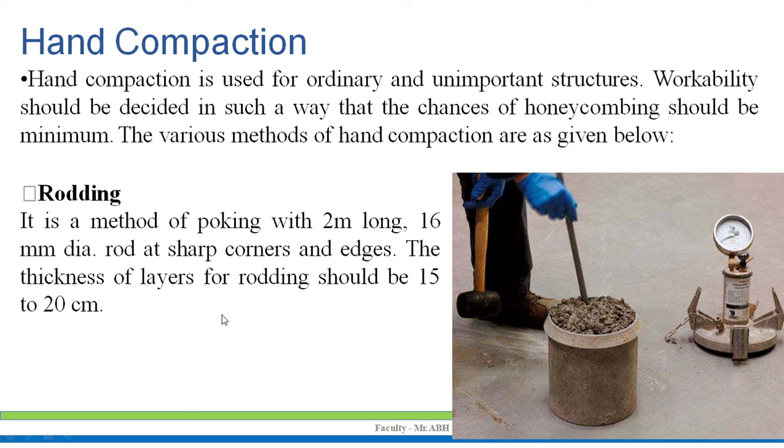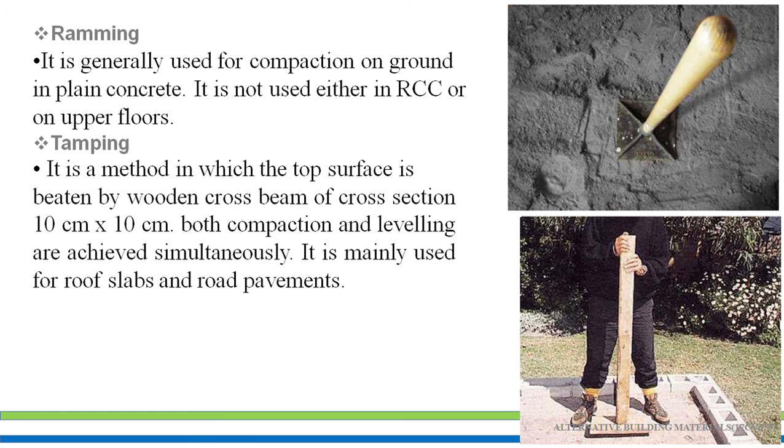So rodding, it is one more method of hand compaction. You can see the figure. This is rodding. In this method, poking is done with a 2-meter long 16 mm dia rod at sharp corners and edges, and the thickness of the layers for rodding should be 15 to 20 centimeter. Next one, ramming. You can see in a diagram. So it is generally used for the compaction of ground in plain concrete. It is not used either in RCC or upper floor.